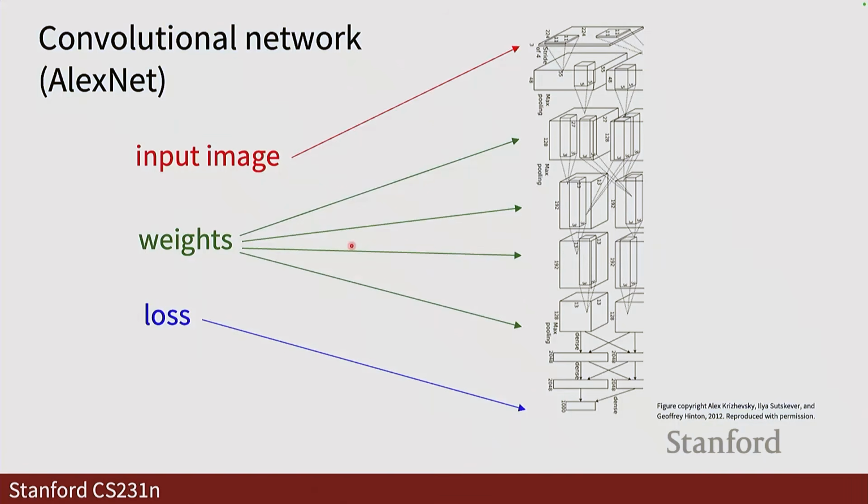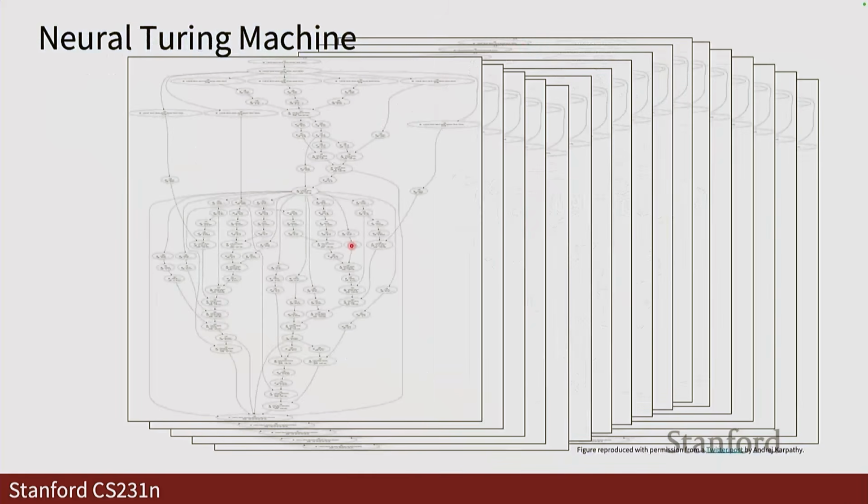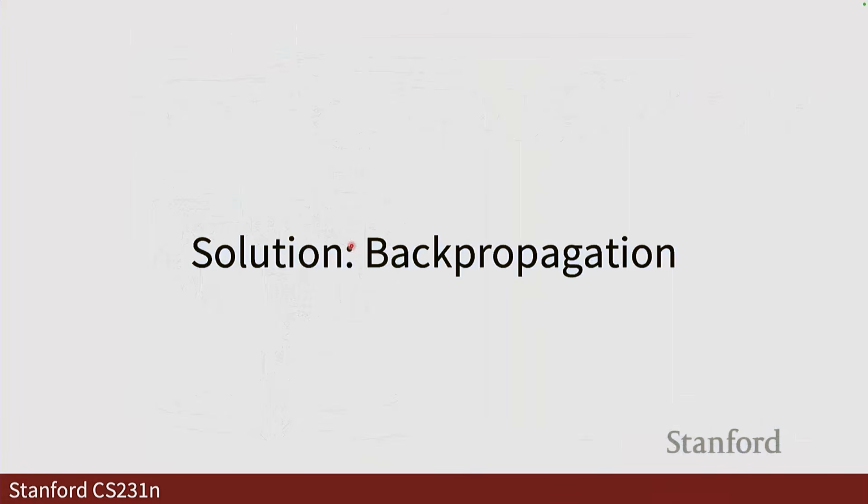And again, this is useful because there are some complex neural networks like this neural Turing machine, which is actually used for temporal and sequential data. So there's a lot of unrolling of this machine. And if we have to do all of the work manually by hand, this is going to be intractable and not feasible.